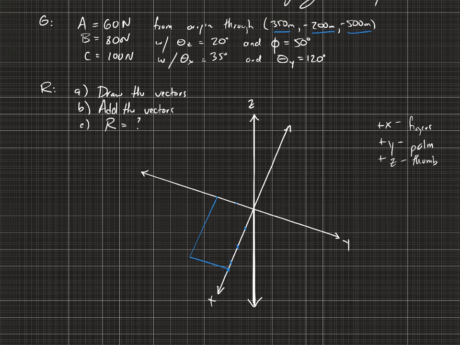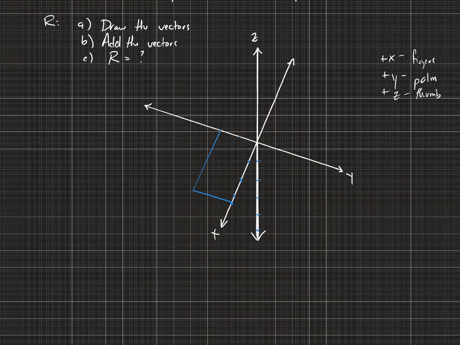Now I need to go down 500 in the z direction. So let's say like 1, 2, 3, 4, 5. Okay, and actually that's not really the right place for it now, is it? I need to go down 5 from here. So 1, 2, 3, 4, 5. I always forget that these things don't really show up very well for you guys.